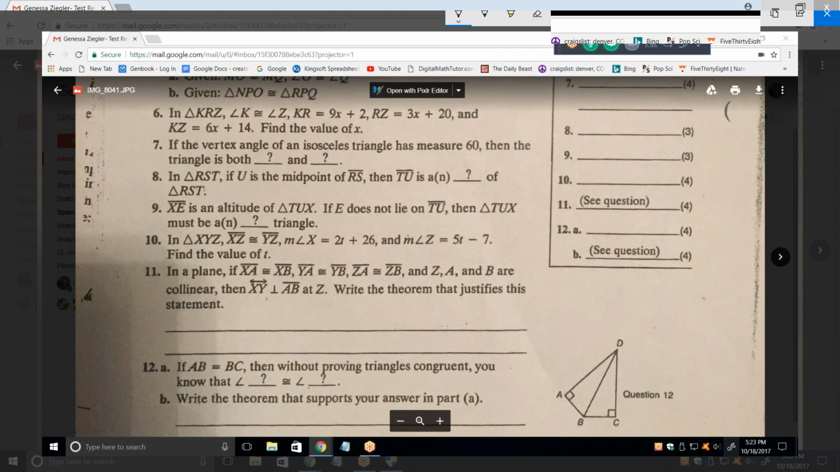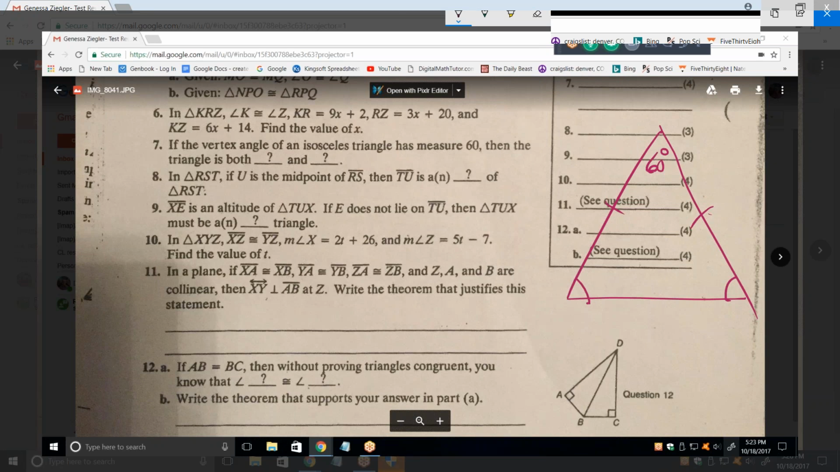If the vertex angle of an isosceles triangle has measure 60, then the triangle is both what and what? In other words, here's an isosceles triangle, and by definition, those are the two angles that are equal, those are the two sides that are equal, and it's saying that's 60 degrees. That's the vertex angle, the third angle, the angle that's not necessarily equal to the other two.